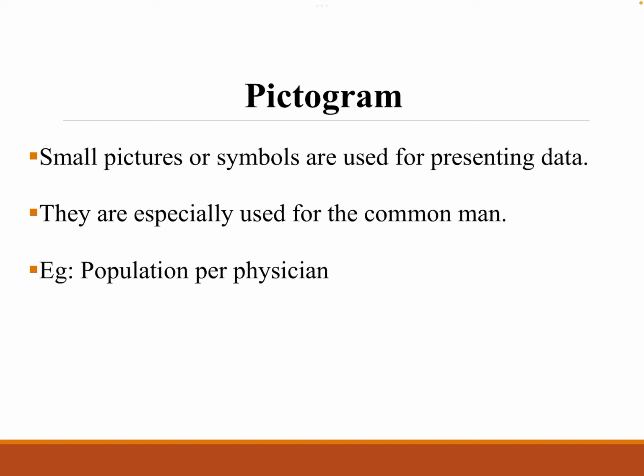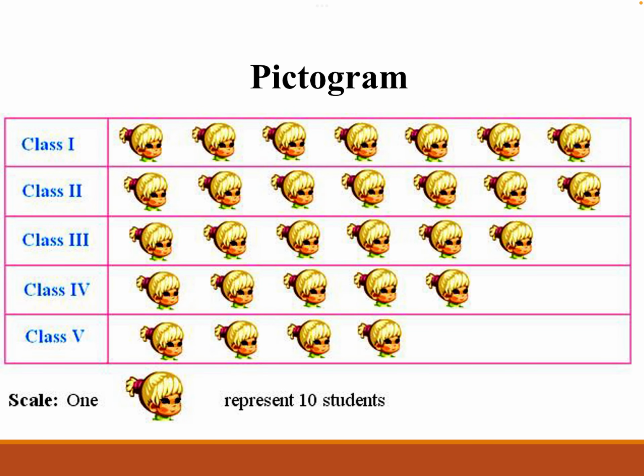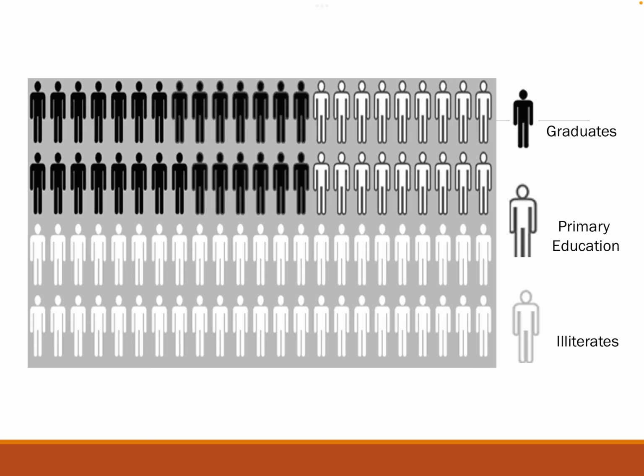Next one is a pictogram. Small pictures or symbols are used for presenting data. They are especially used for the common man. For example, population per physician. See, this shows the pictogram. Here, one child's head represents 10 students. So in class 1, they have shown 7 heads. That means there are 70 students in class 1. This is also a type of a pictogram. Here the black color represents graduates, the white represents the primary education, and the transparent represents illiterates.